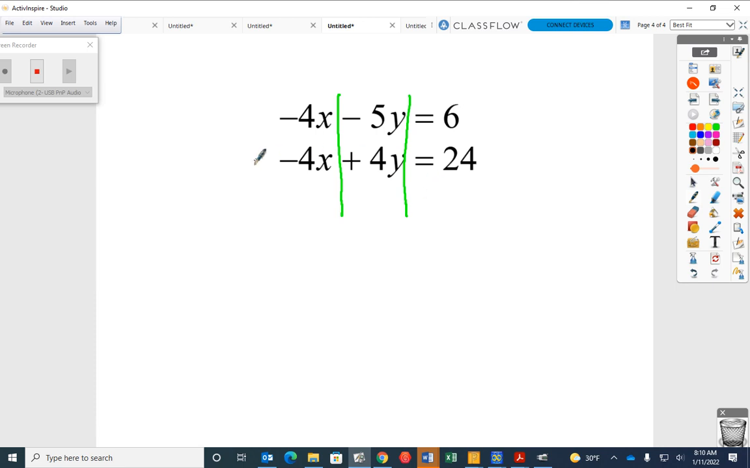So if I multiply this whole thing by negative 1, what does this become? This becomes plus 4x. What does this become? Negative 4. Minus 4y. And what does this become? Minus 24. Okay. Do you guys understand why we multiply by negative 1 here?